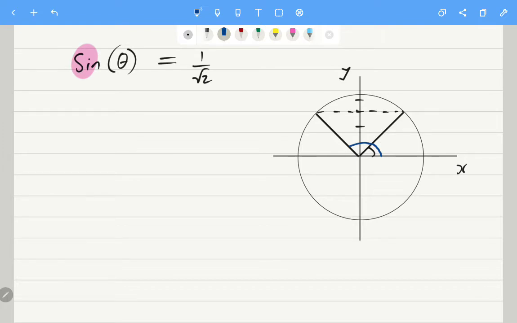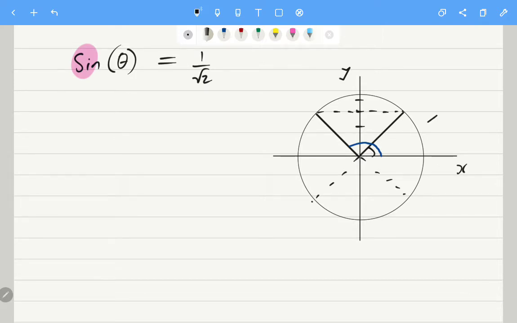So when does 1 on root 2 appear? Well, it only appears in those 45-degree angle triangles, or the pi on 4 triangles. So pi on 4, 2 pi on 4, 3 pi on 4, 4 pi on 4, 5 pi on 4, 6 pi on 4, 7 pi on 4 is out here. And then 8 pi on 4 takes us back to the start.